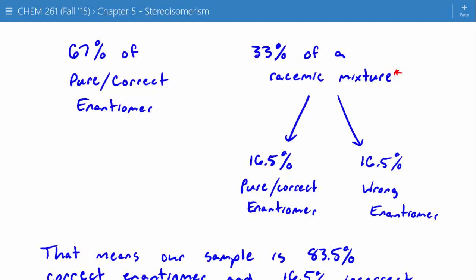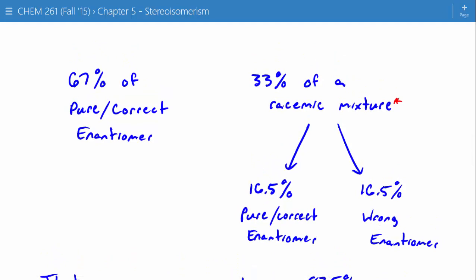Could you explain what this means for the correct enantiomer and the wrong enantiomer? So let's say we made a mixture of both left-handed and right-handed versions of the molecule. And we calculated using our equation that it's got an enantiomeric excess of 67%.